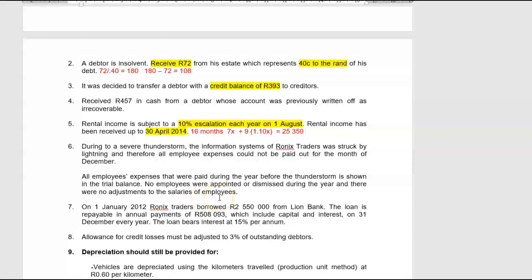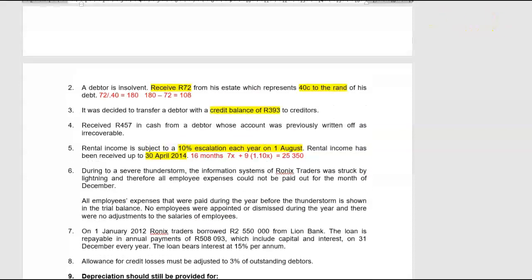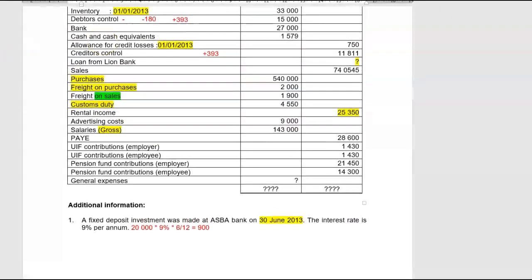the salaries of employees. So that means in simple terms that all the employees received for the full year up to the end of November exactly the same salary. And therefore the deductions for the full year was exactly the same. If we move back to the trial balance, we see that our salaries here is 143,000. Now that 143,000 represents 11 months. That represents 11 months salary.